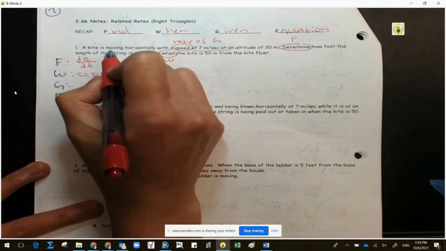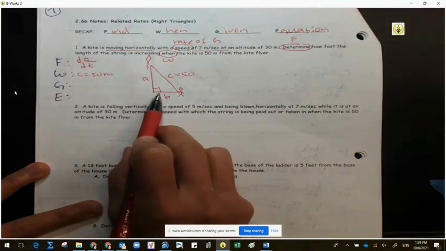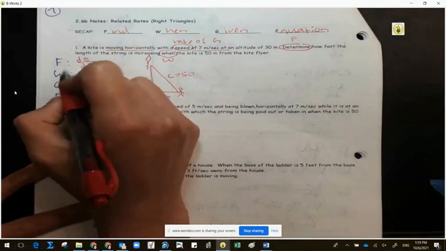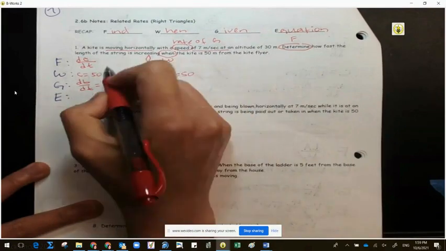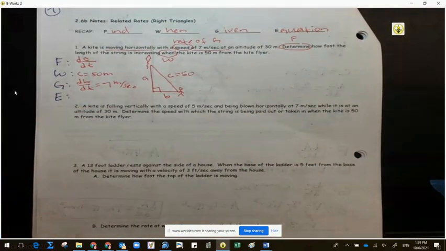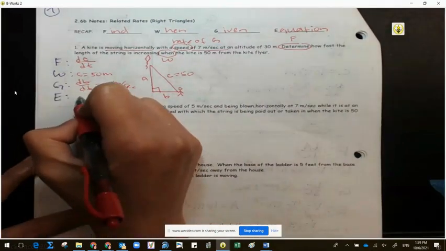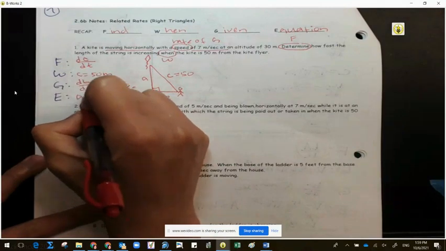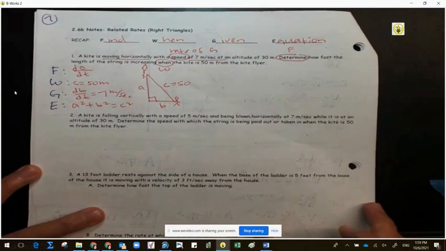Now, our kite is moving horizontally. Horizontally is B value. Does everyone see that? B. So we know this one's going to be dB over dt. And that is 7 meters per second. What is the B? B is a distance from the ground. Oh, okay. And then we know our equation is our Pythagorean. What was that again? A squared plus B squared is C squared.